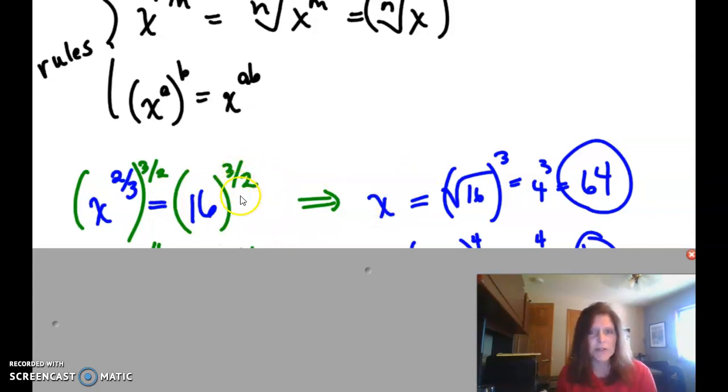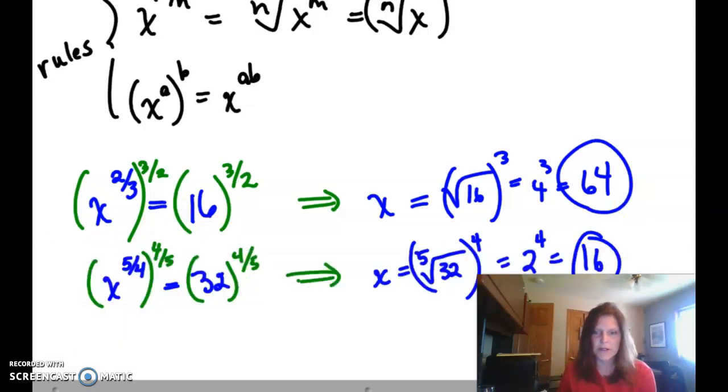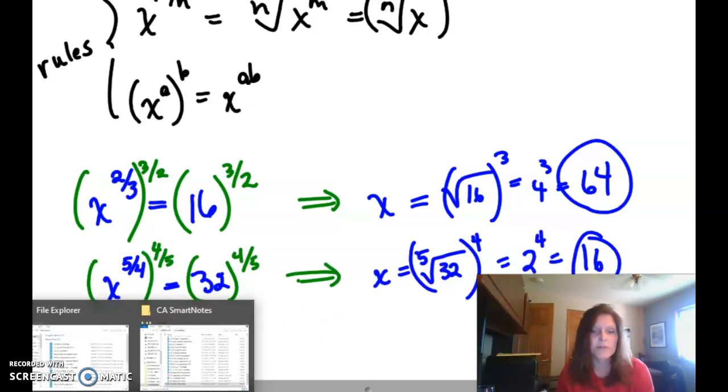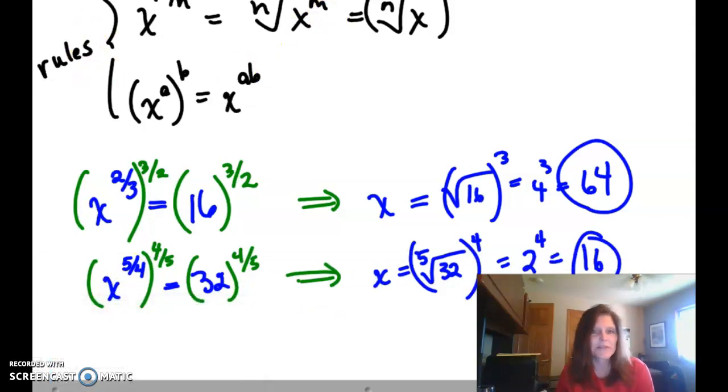So the denominator is telling me what kind of root, square root, and then I'm going to raise that answer to the third power. Well, the square root of 16 is 4, so I'm going to take 4 cubed and get 64. Let's try another one. Scroll down here. All right, so what if I have x raised to the 5/4 equals 32?